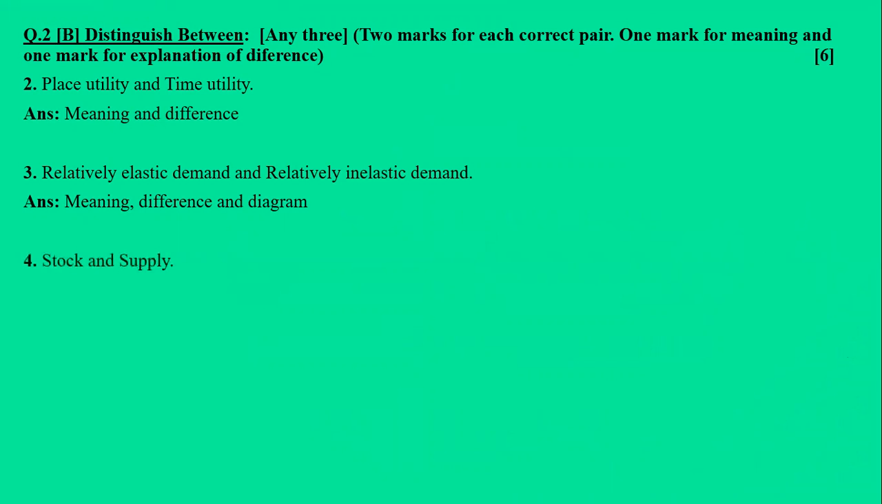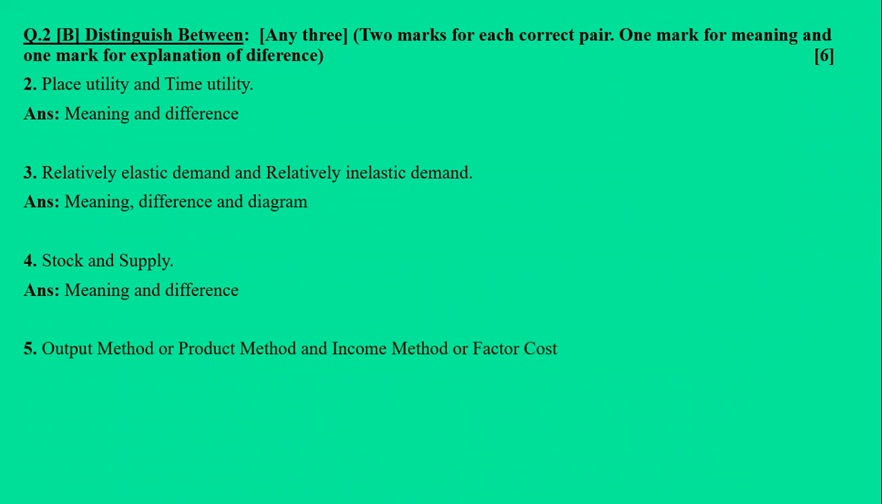Fourth one: stock and supply. Here you have to write the meaning and difference. And the last, fifth one: output method or product method, and income method or factor cost method. Here also you have to write the meaning of output method or product method, income method or factor cost method, and the difference between the two concepts.